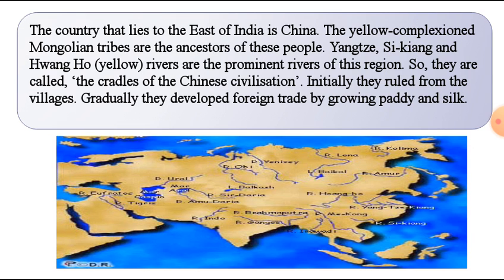The country that lies to the east of India is China. The yellow complexioned Mongolian tribes are the ancestors of these people. Yangtze, Sikiang and Hong Ho, the Yellow River, are the prominent rivers of this region. So, they are called the cradle of Chinese civilization. Initially, they ruled from the villages. Gradually, they developed foreign trade by growing paddy and silk.